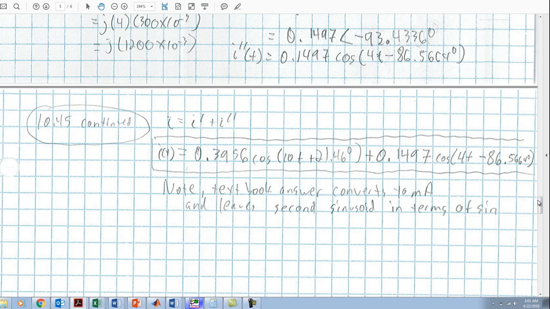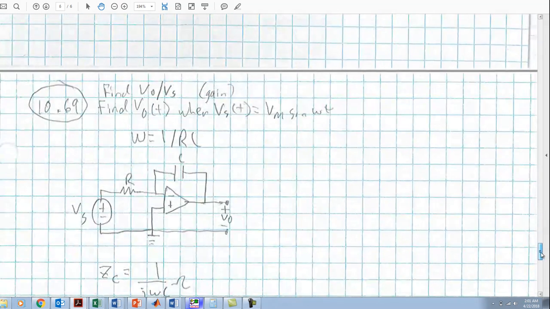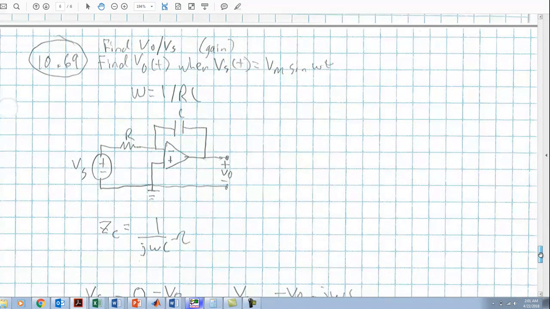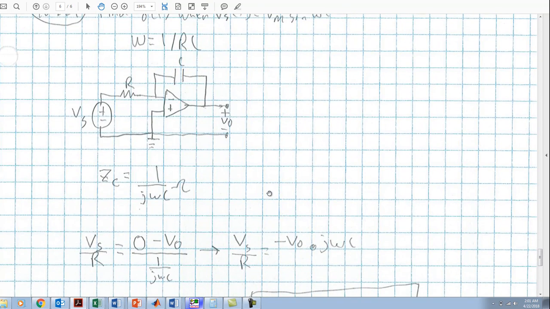So that's 10.45. And then the final problem that was assigned for homework, you're asked to use this op-amp circuit to find VO divided by VS, which is the gain, and then also to find VO of t when VS of t is equal to Vm times sine of omega t, and also when omega is equal to 1 over RC.